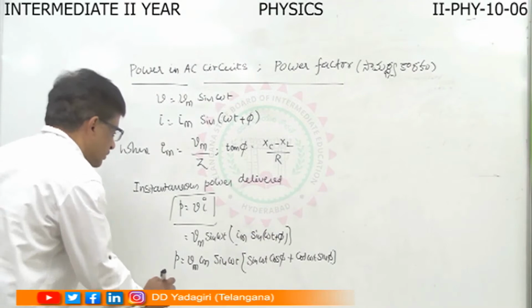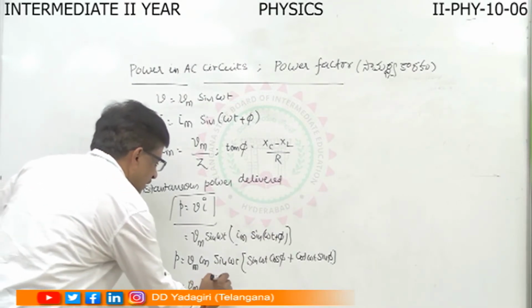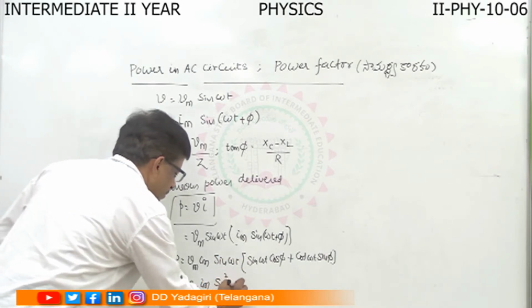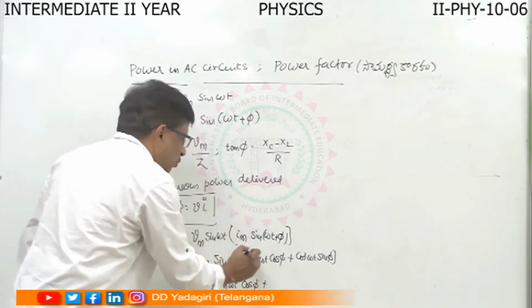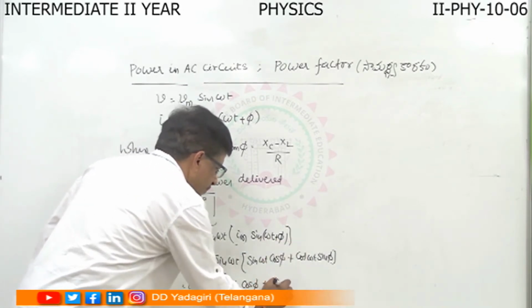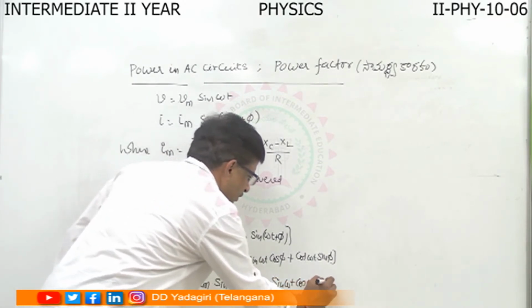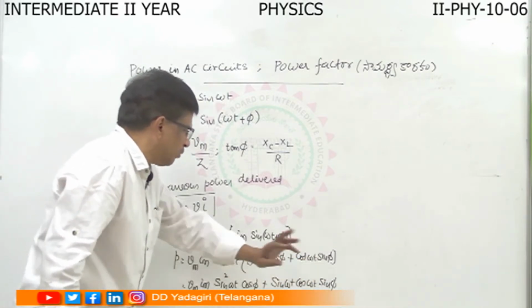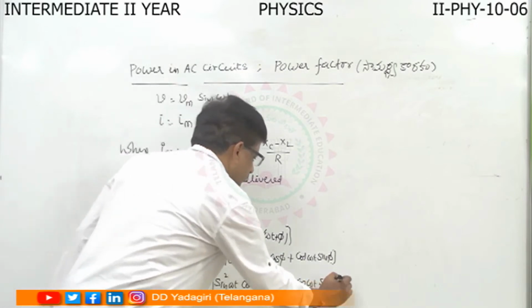So expand this once again. Vm Im sin square omega t cos phi plus sin omega t cos omega t sin phi. This is the equation. So Vm Im is the common term.